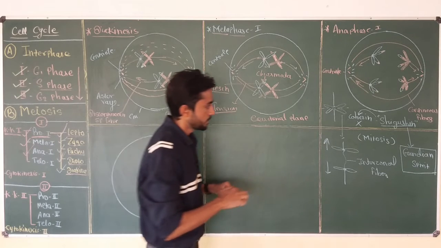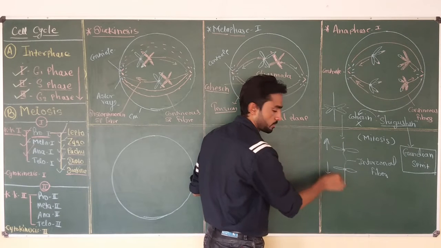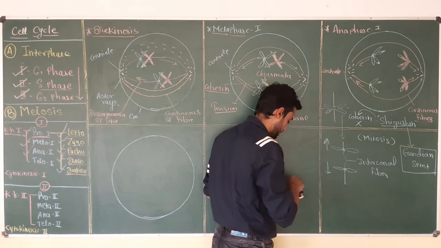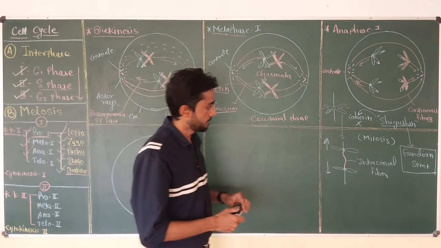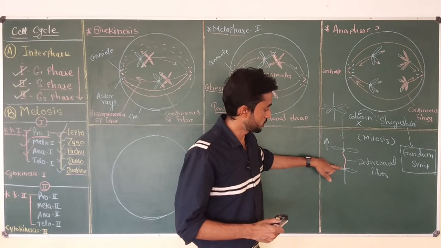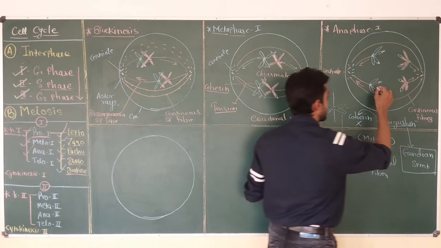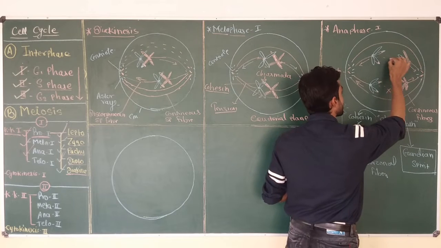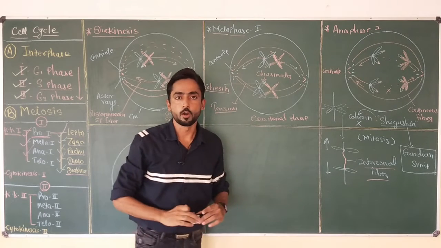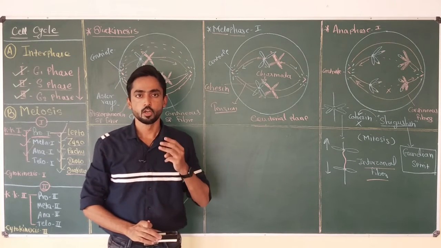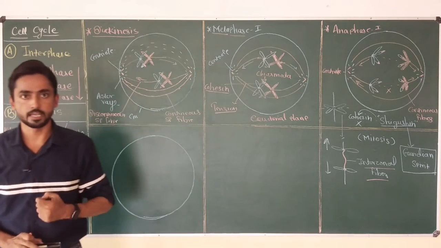The third change is that during mitosis, when splitting occurs and one chromosome moves towards one pole and the other moves towards the other pole, a special type of fiber is produced in between the two daughter chromosomes. The fiber is the interzonal fiber, but such a fiber is not produced here. So interzonal fibers are absent in anaphase 1 of meiosis 1. Okay, so we discussed anaphase 1 and there are three important changes that occur in the cell during anaphase 1.